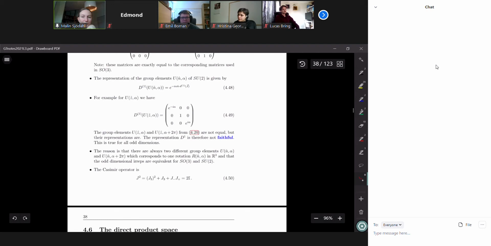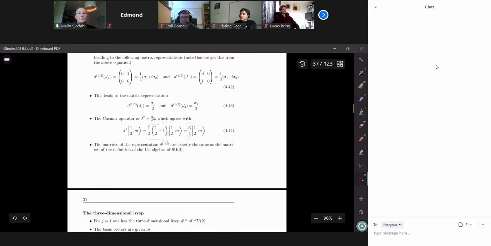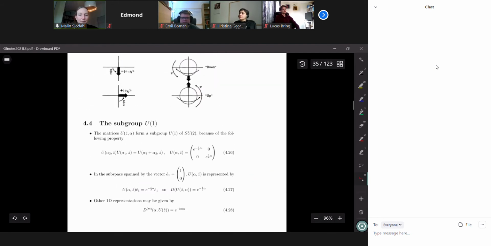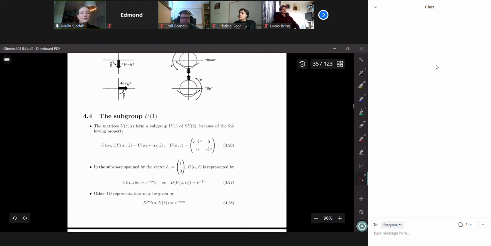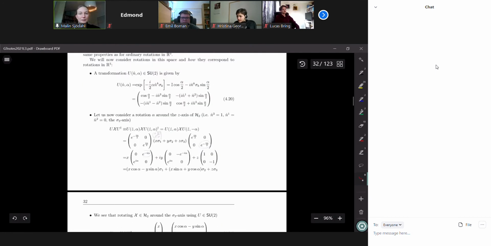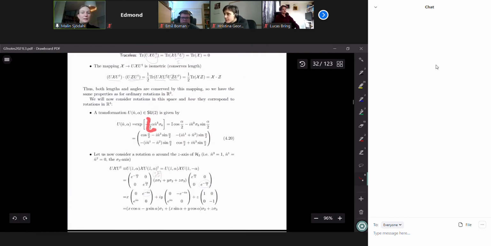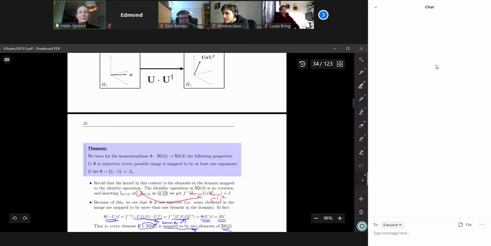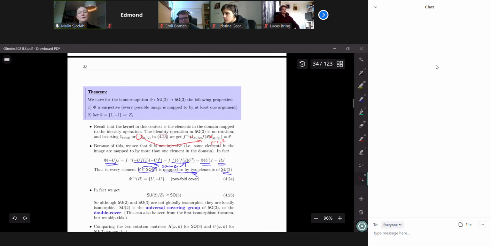However, this is not the case for the SU(2) group itself. For the SU(2) group itself, we had this factor of 1/2 sitting everywhere. So here it is. Let's go back to the definition. We had this factor of 1/2 sitting there. And that meant that to get back to where we started, we actually had to rotate by 4 pi.